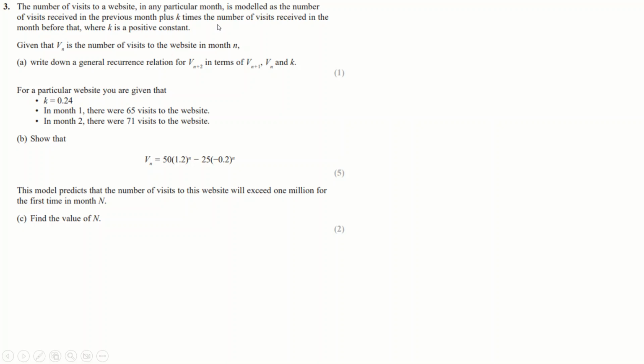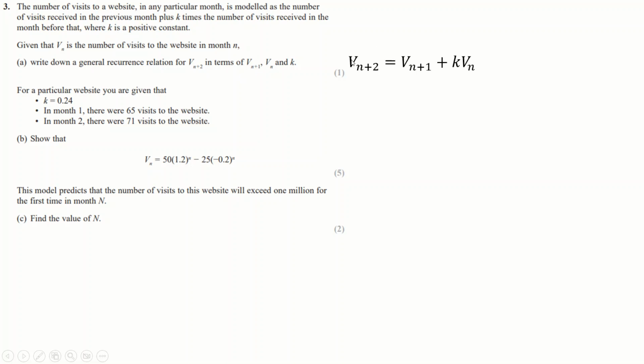Good. Question number 3. So we've got something about recurrence relations here. The number of visits in a month is modeled by the number of previous visits plus k times the number of visits before that. So it's going to be Vn+2 is equal to Vn+1 plus k lots of Vn.